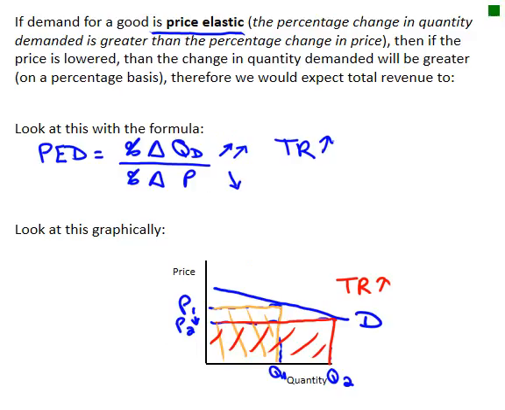So if demand for a good is price elastic, the percentage change in quantity demanded is greater than the percentage change in price. Then if the price is lowered, the change in quantity demanded will be greater on a percentage basis. So what would we expect total revenue to do? Now that's a lot for me to take in. My mind's going a little bit blank. So let's look at it with the formula.